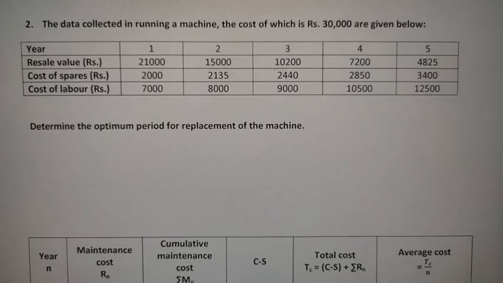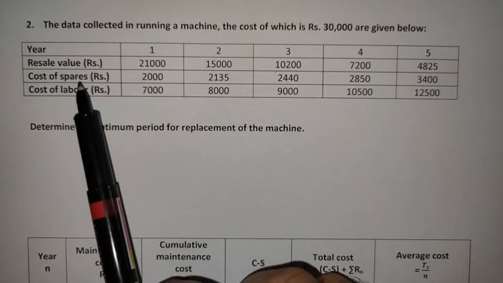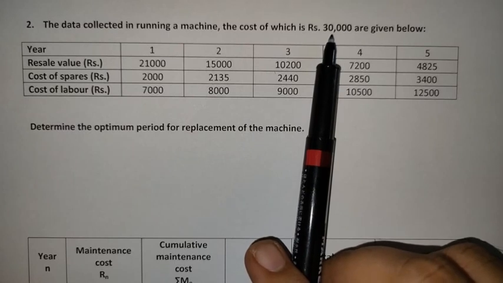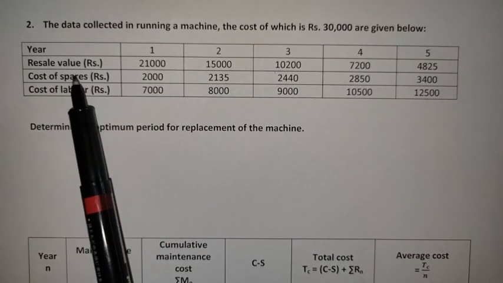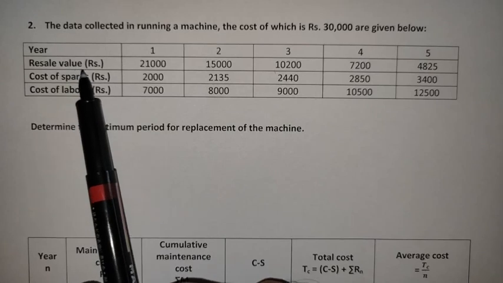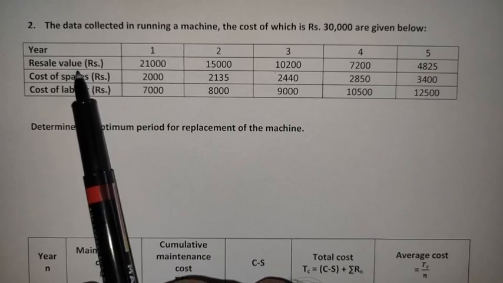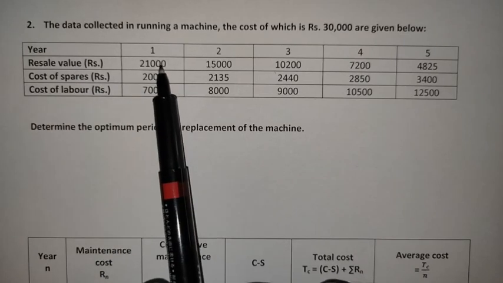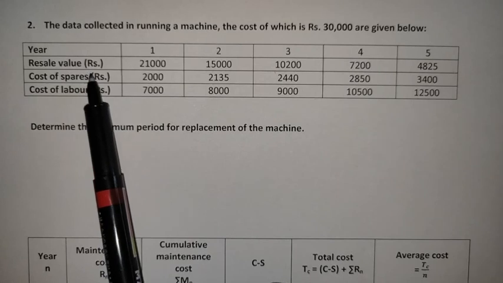Hi everyone. Let us solve one more problem on the replacement of items that deteriorate with time when money value is not considered. So this is the problem. Here in the problem the cost of the equipment was given, that is 30,000 rupees, and in the tabular column the resale value was given. Resale value means scrap value. Whenever you resell that equipment you will get this much amount back.